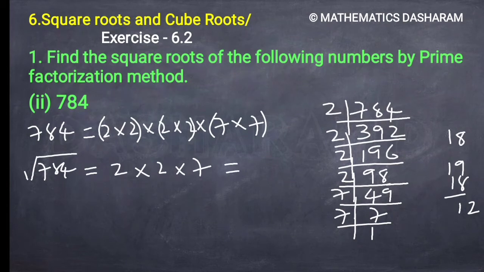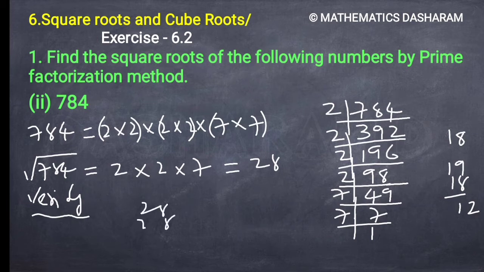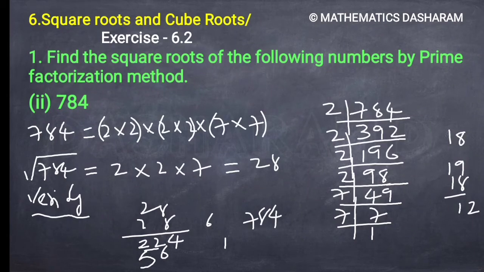2 twos are 4, 4 sevens are 28. So the square root of 784 is 28. So let us verify our answer. 28 into 28. 8 eights are 64, 4 and 6 carry. 8 twos are 16 plus 6 is 22. 2 eights are 16, 1 carry. 2 twos are 4 plus 1 is 5. So here 784 is our correct answer.